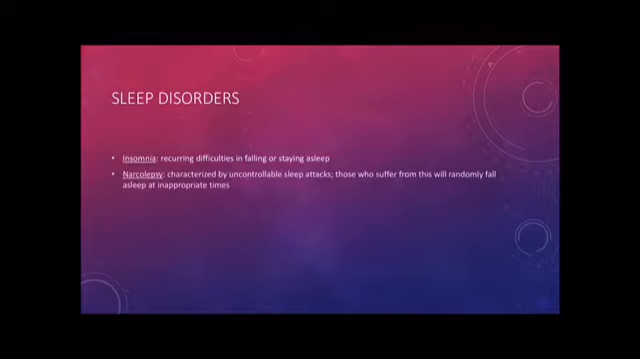Narcolepsy is sort of the opposite of insomnia. Narcolepsy is uncontrollable sleep attacks. So you just randomly fall asleep at, usually inappropriate times, because we've actually found that narcolepsy is connected to increased levels of emotion. And so if something particularly emotional is happening, that might actually trigger a narcoleptic sleep attack.